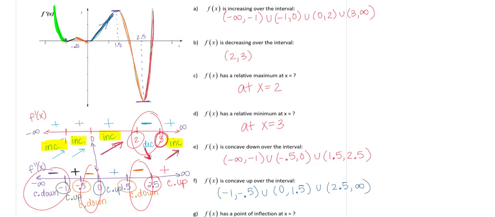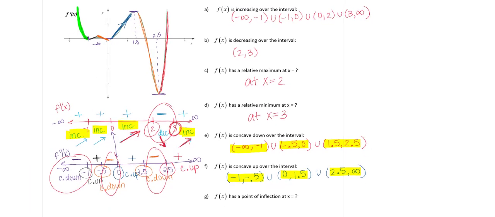Now, if you look, you should be going negative infinity to infinity. For example, concave down starts negative infinity to negative 1. Then you pick back up negative 1 to negative half, negative half to 0, 0 to 1.5, 1.5 to 2.5, and then 2.5 to infinity. So I do have from negative infinity to infinity. I haven't skipped any intervals.